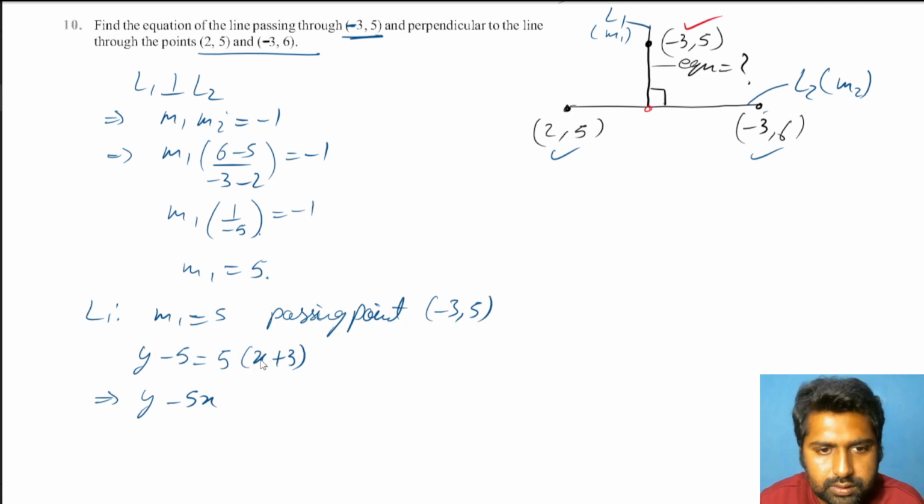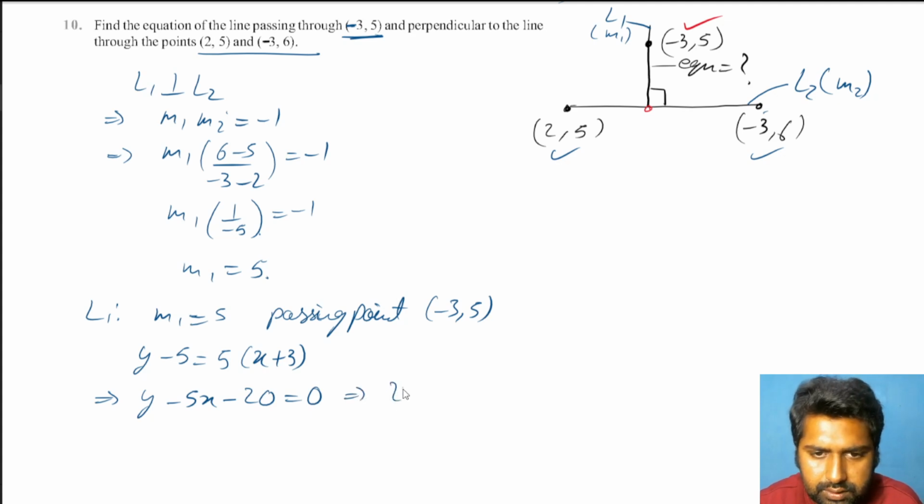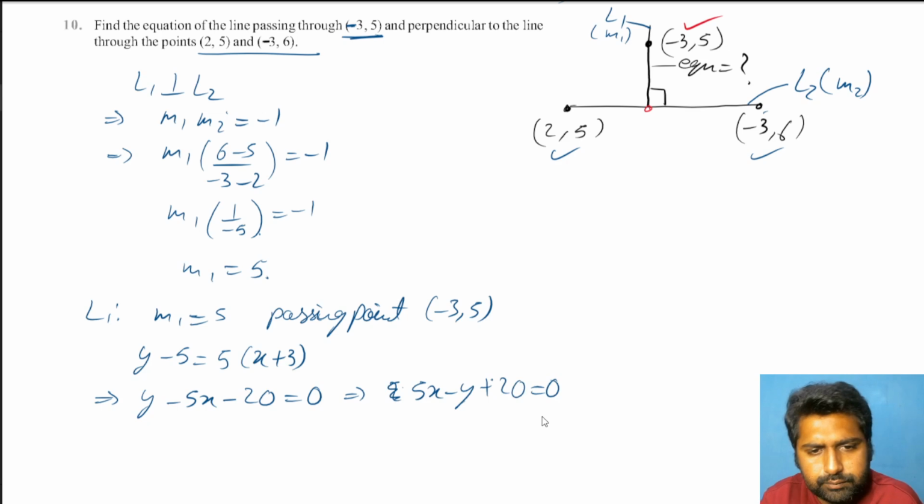So if you rearrange it, you'll get y minus 5x, 15 and 5, 20, minus 20 is equal to 0. Or if you want x to be positive, you will get 5x minus y plus 20 equals 0. Multiply the whole equation by -1, left side, right side.